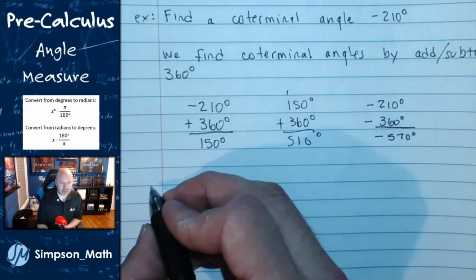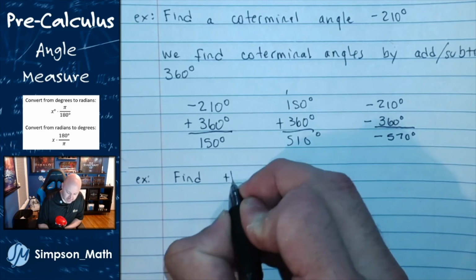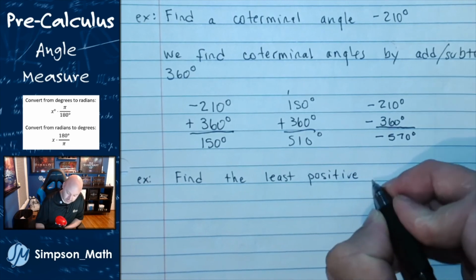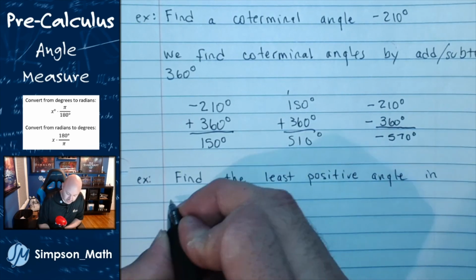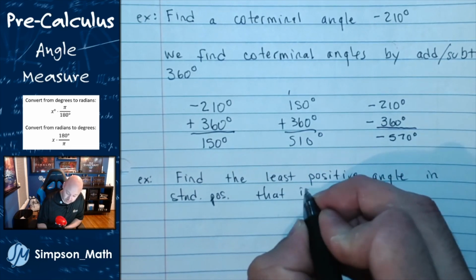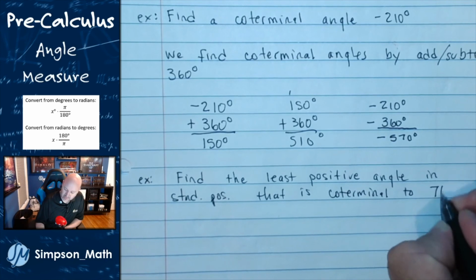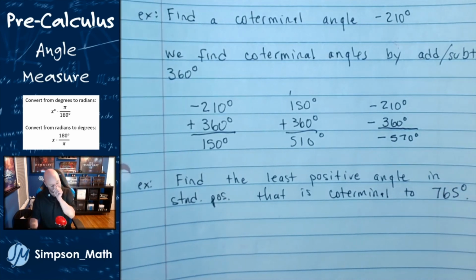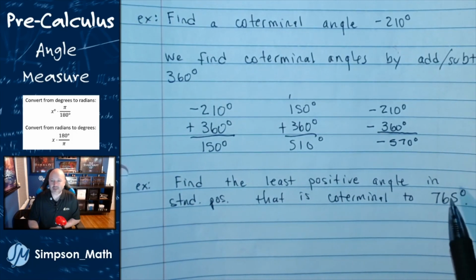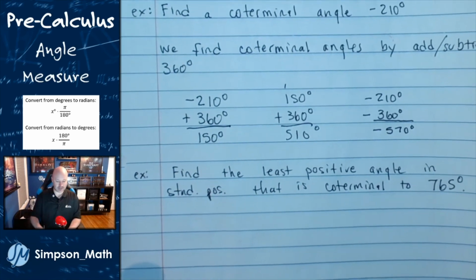So a question I could ask you, something like this. Find the least positive angle in standard position that is coterminal to 765 degrees. Oh my goodness. All right. 765 degrees. I have no idea what that looks like. It's really, really big. It goes around the circle at least 2 times.